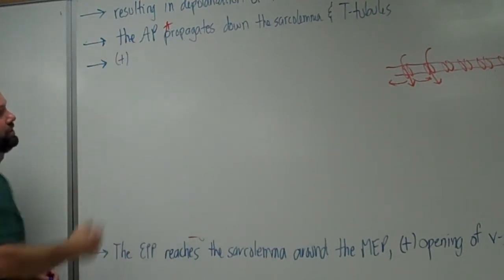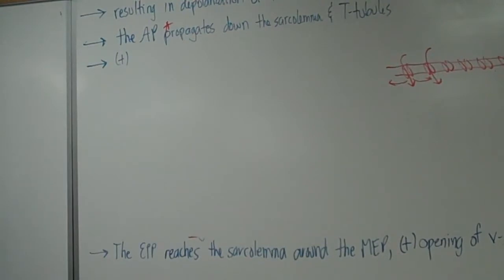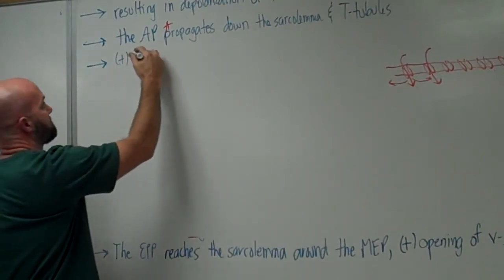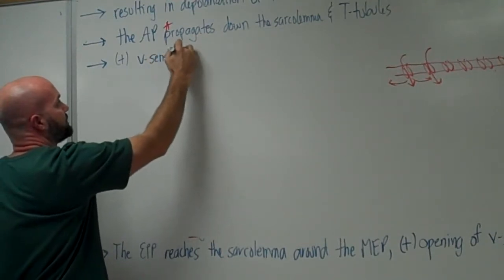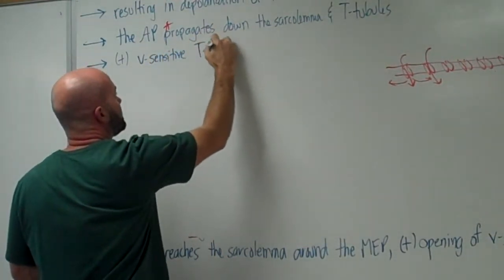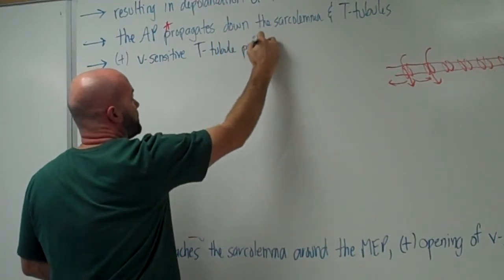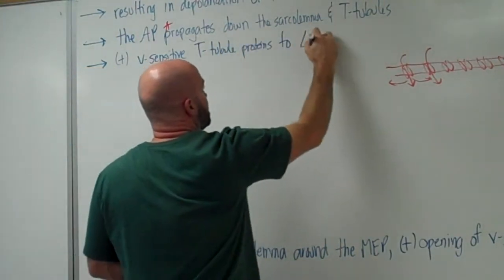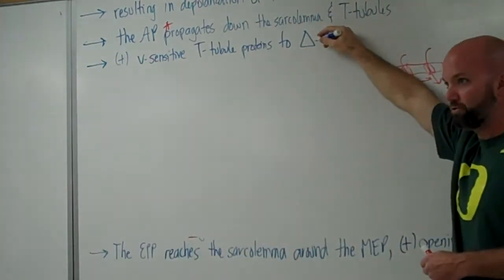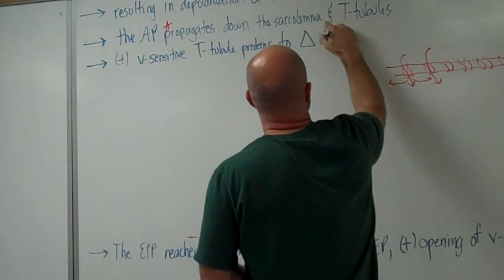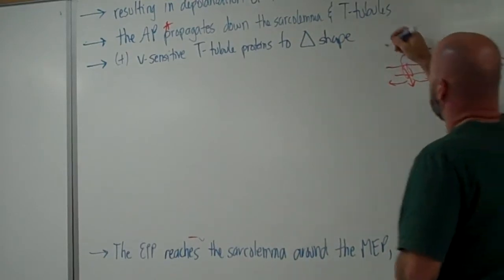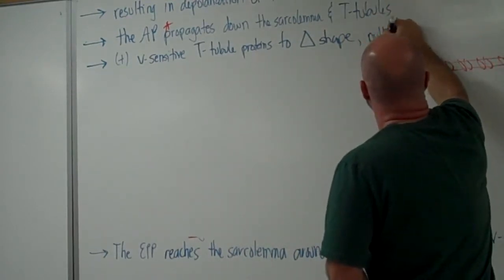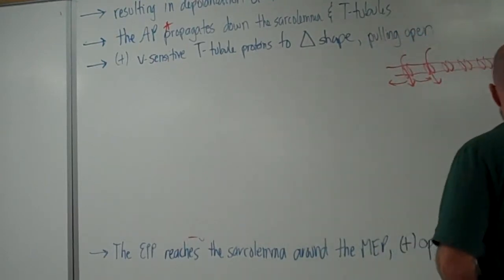So this triggers something, and the AP hits the T-tubule, stimulating voltage. Delta sign, triangle means change. And they pull open.